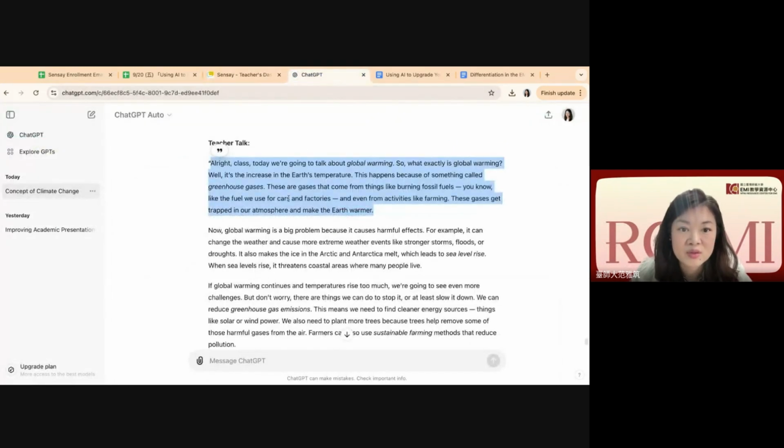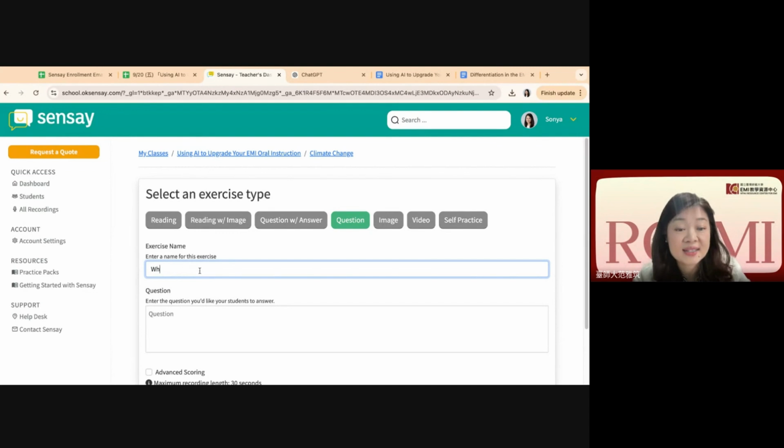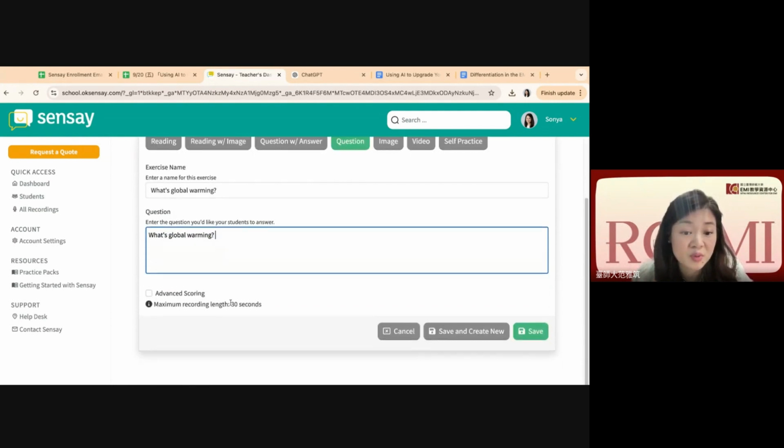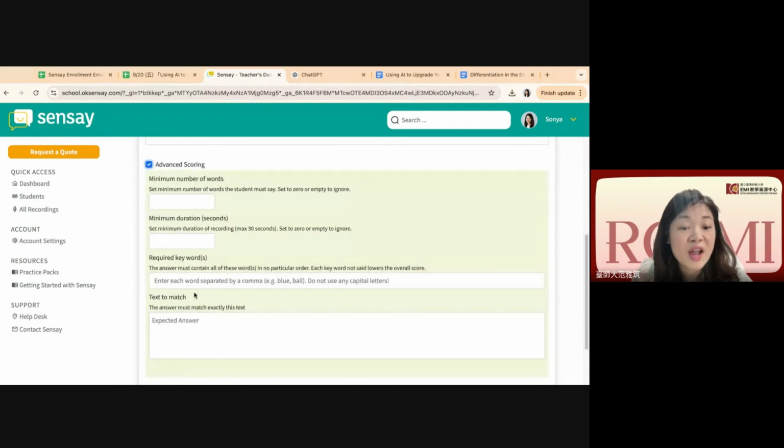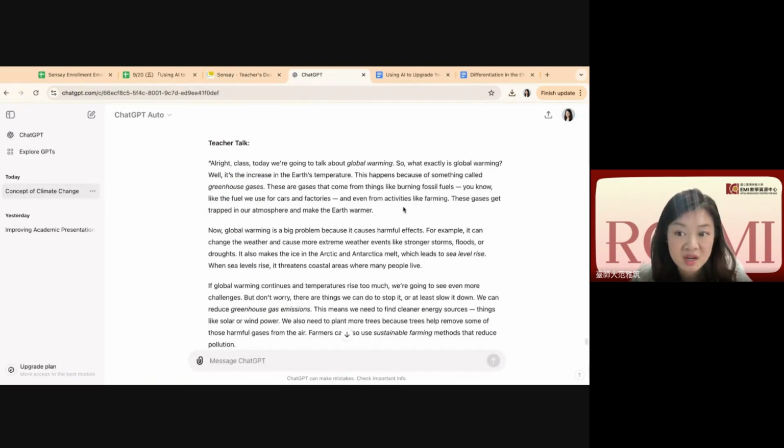Let's go back to the teacher talk. So here, with this first paragraph, we're actually talking about the definition of global warming, right? So you can actually ask a question. What's the definition of global warming? Or you can simply ask, what's global warming, right? What's global warming? Try to explain that. So the question is, what's global warming? Okay. So if you have something that you really want to address, put them here, right?